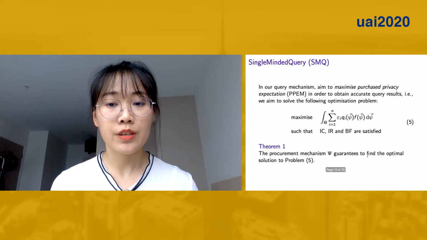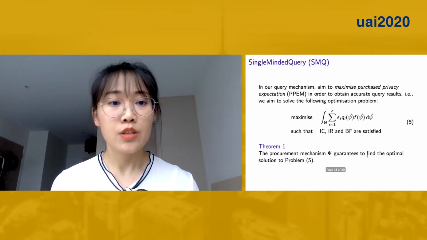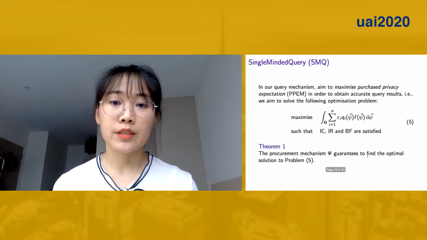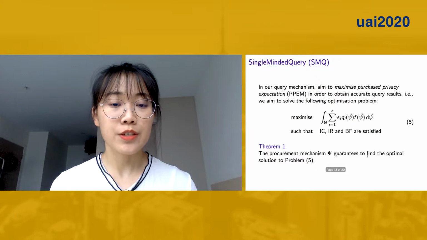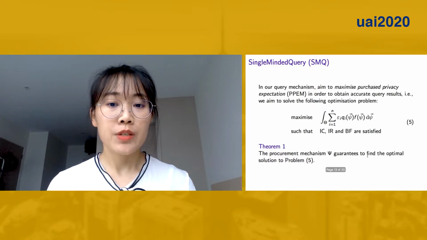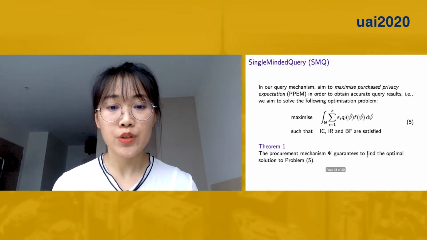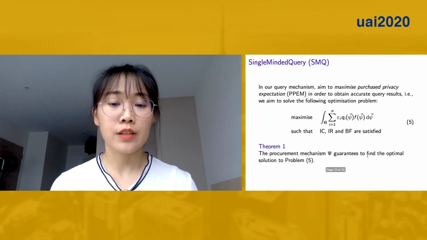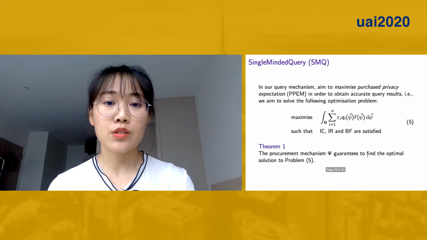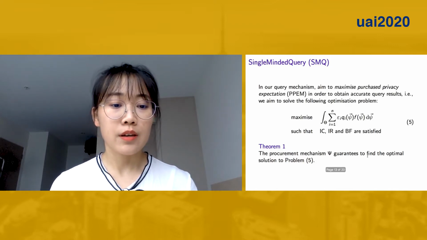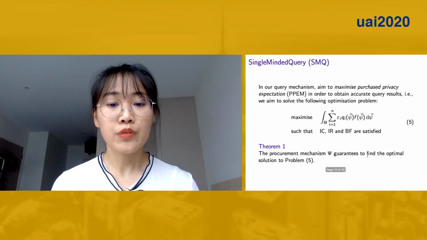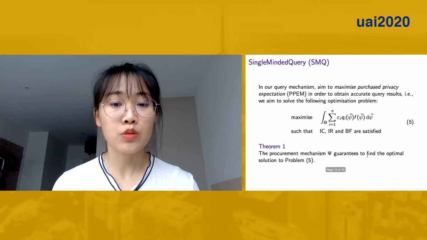Further, in our study, we are concerned with expected utility. So in our query mechanism, we aim to maximize the expected purchased privacy. That is, we aim to solve the following optimization problem. The objective is to maximize the expected purchased privacy, while the incentive compatibility, individual rationality, and budget feasibility constraints are satisfied. By solving this optimization problem, we can get a procurement mechanism, and we prove that this mechanism is guaranteed to find the optimal solution to the optimization problem.